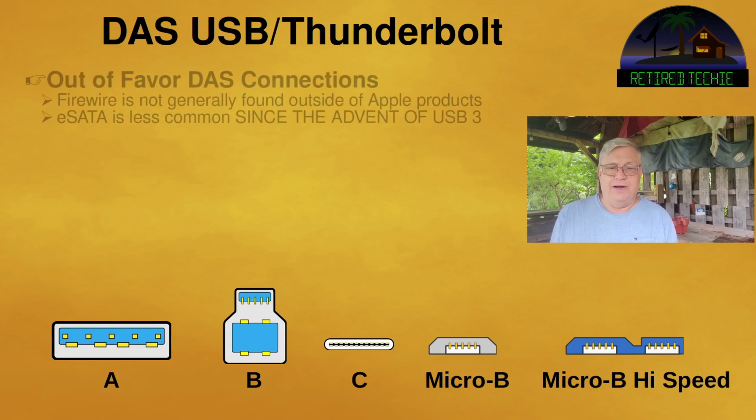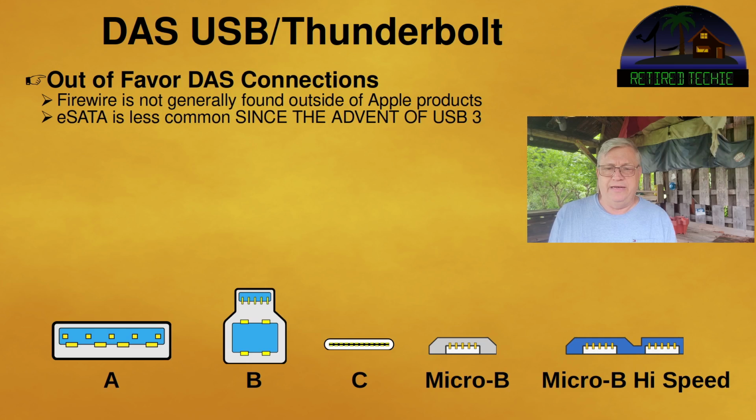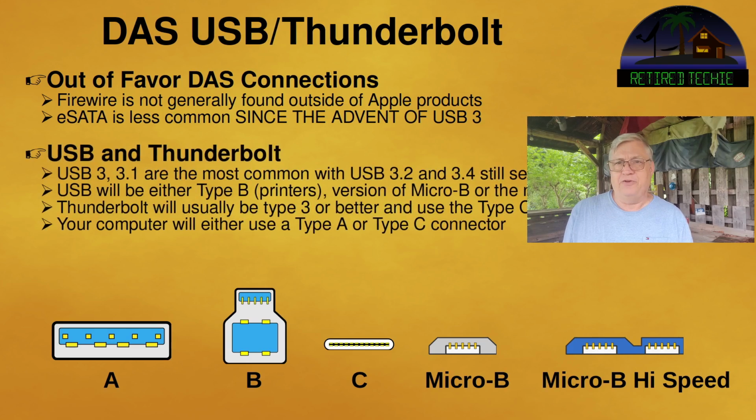So like I say, FireWire 800 is sort of out of favor outside of Apple products, and those are older Apple products. Actually, I've seen some newer ones, I think, using Thunderbolt or USB 3. They've got that type of port on the bottom. eSATA, again, is less common since the advent of USB 3. So USB 3, 3.1, 3.2 are the most common.